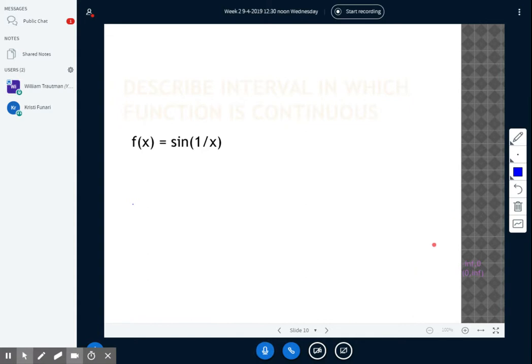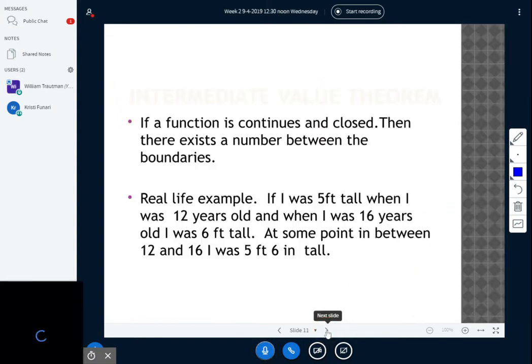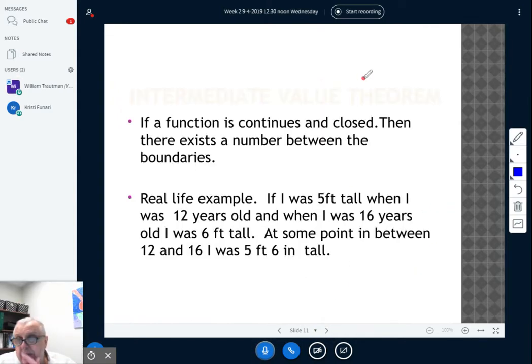Okay, so the intermediate value theorem is next, slide 11. And by the way, make sure you understand this or take note of this, because I believe this is on test 1 and many people mess this up. The next slide is what people mess up. But understand what the intermediate value theorem is.